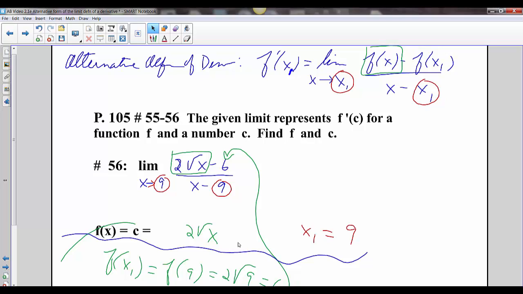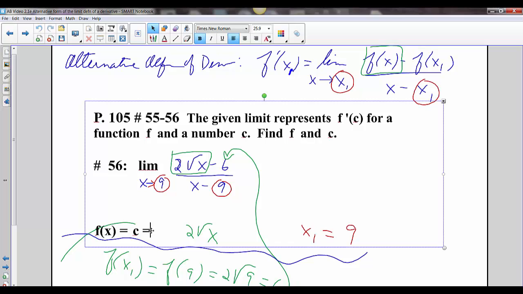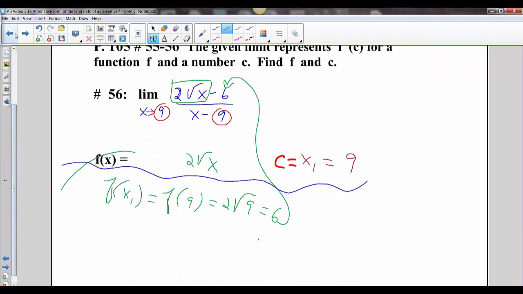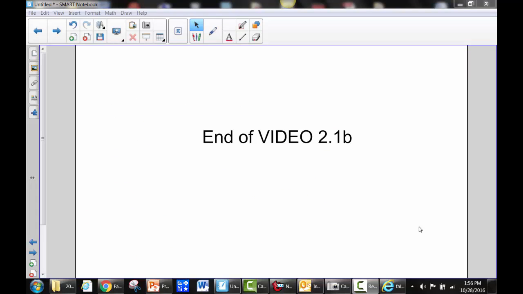I don't know why this says f of x equals c. f of x equals 2 root x. And this should be c, well, it's x1. Oh, that's what's happening, because c is x1. So really I need to say that c equals x1, which is 9. And I don't think I have anything else down there. And that's the end of video 2.1b.